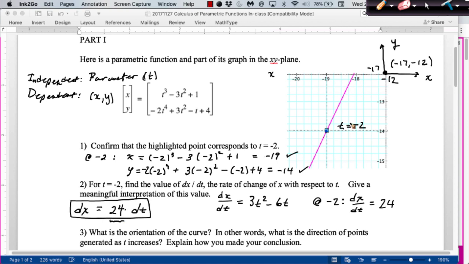Therefore, are we generating points up and to the right or down and to the left? For a change in t, x is increasing. That means we have to be generating points this way, whatever way corresponds to left to right. Left to right would have to be this way, because x is increasing for increasing t. Does that make sense? Any questions? Okay, moving on.